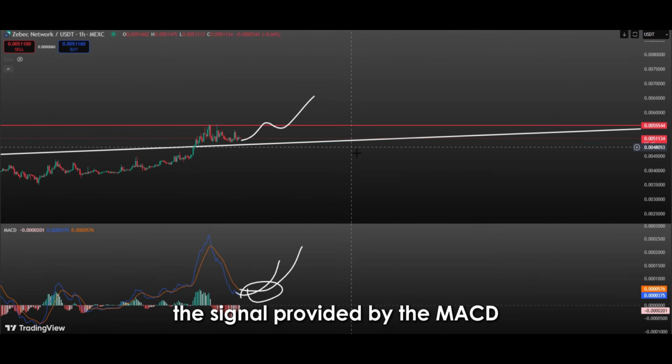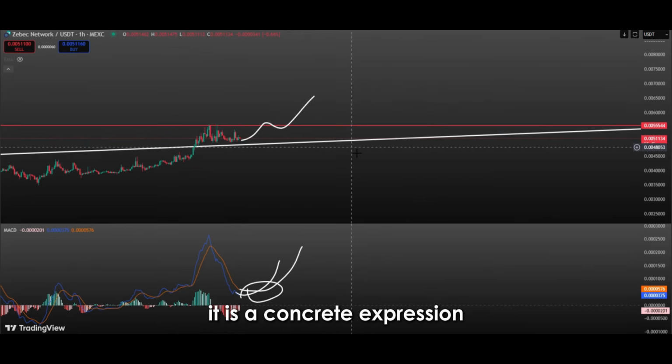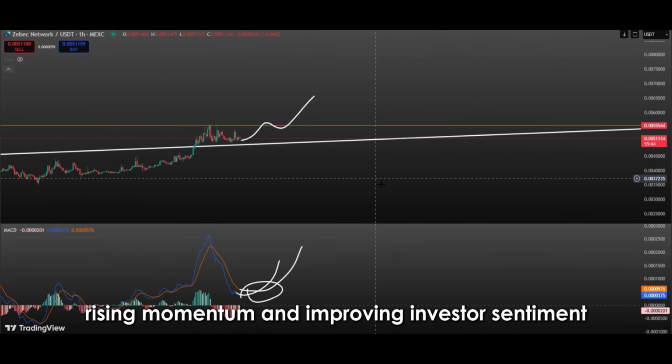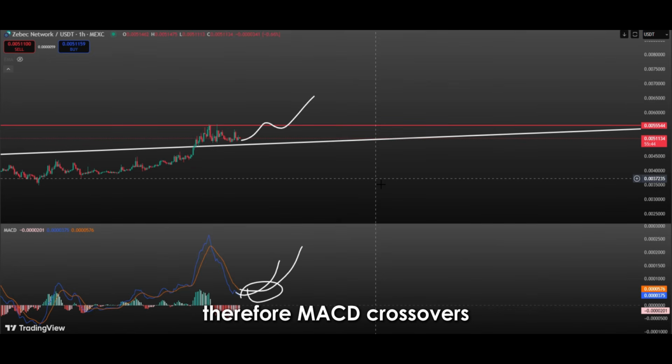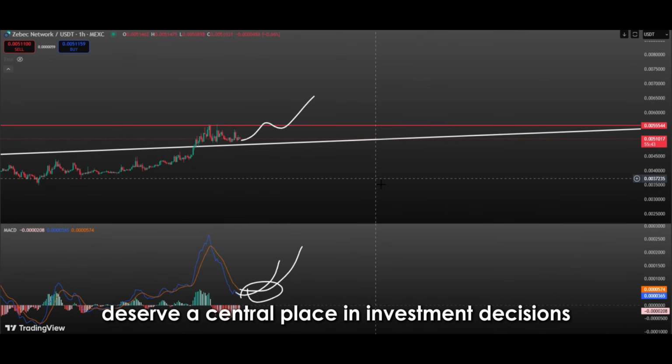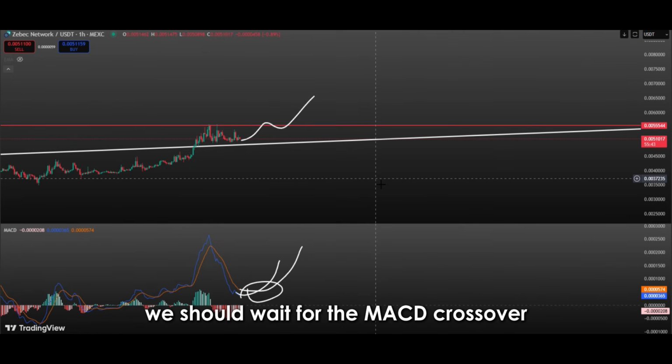The signal provided by the MACD is not just about one line crossing another, it is a concrete expression of a shift in market direction, rising momentum, and improving investor sentiment. Therefore, MACD crossovers play a critical role in technical analysis and rightfully deserve a central place in investment decisions. We should wait for the MACD crossover.